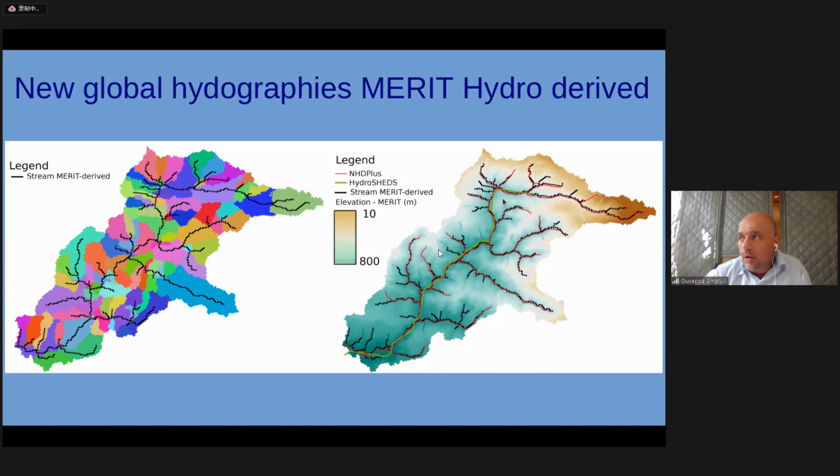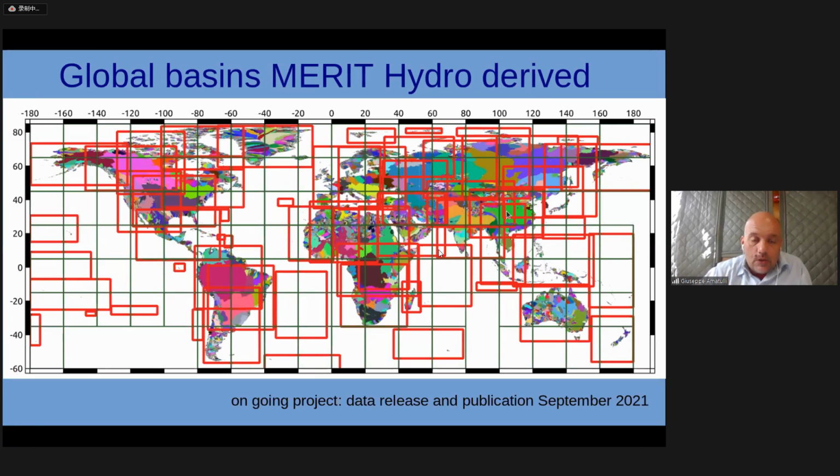That is much better than the HydroSHEDS that is quite often used in hydrological applications. This ongoing project is going to be released in September 2021 as a data set and also as a publication. And it's quite complex to achieve from a computational point of view, because the software that we have, in particular I'm using GRASS for this computation, cannot ingest the full matrix of the world in only one shot.